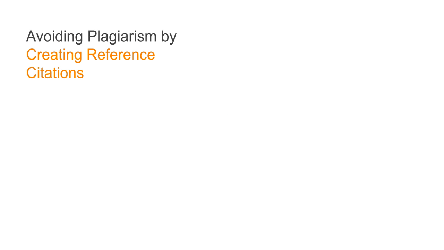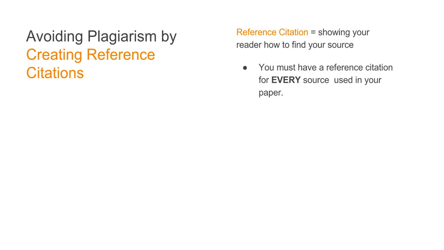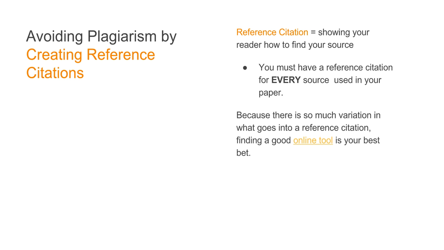So here we're avoiding plagiarism by creating reference citations, which of course show your reader how to find your source. You need a reference citation for every single source that you use in your paper. And because there's so much variation in what goes into different types of sources, reference citations, finding a good online tool is your best bet.